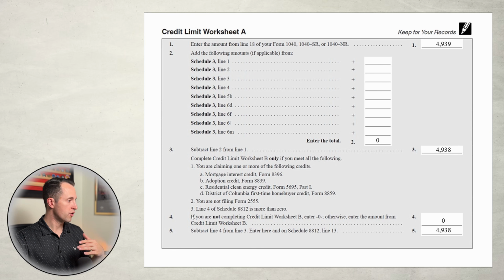And then 4, if you're not completing credit limit worksheet B, enter a 0, which we did. And then 5 is subtract line 4, which is here, from line 3. So we're going to just be able to copy and paste 3 into 4. And then we can take this amount, and this is where we went back onto line 13 on the Schedule 8812. And that's how we fill out that section there. So hopefully that makes sense as to how you actually fill out IRS Form 1040 Schedule 8812 to be able to claim the credits for your kids or your other qualifying dependents.